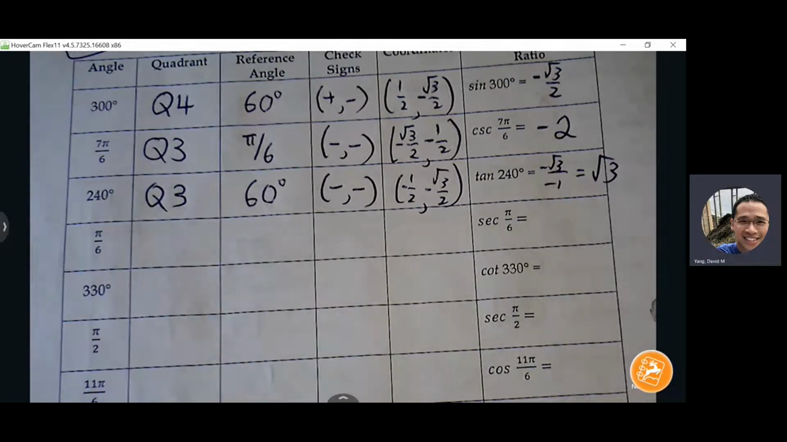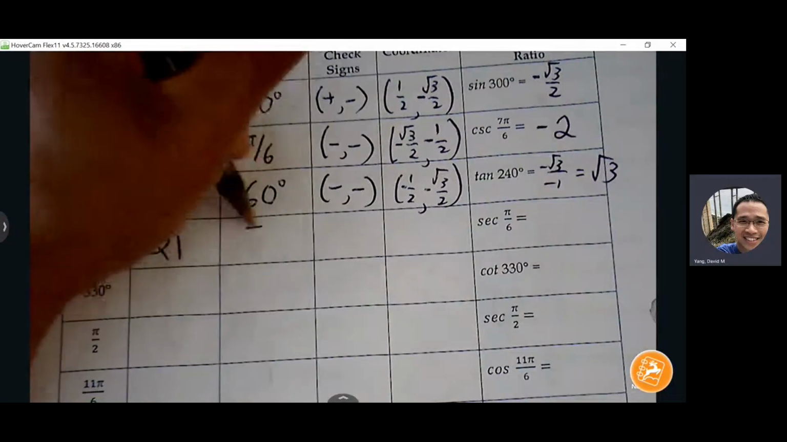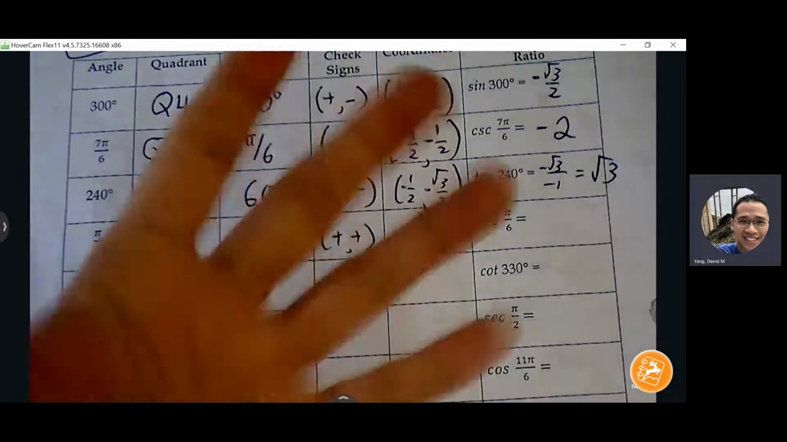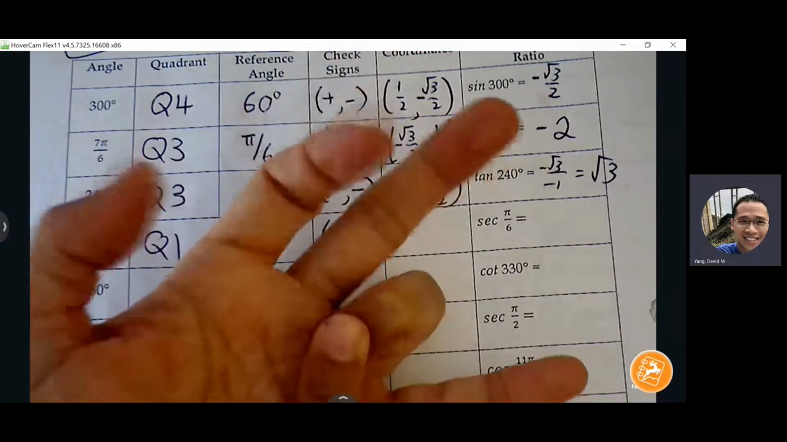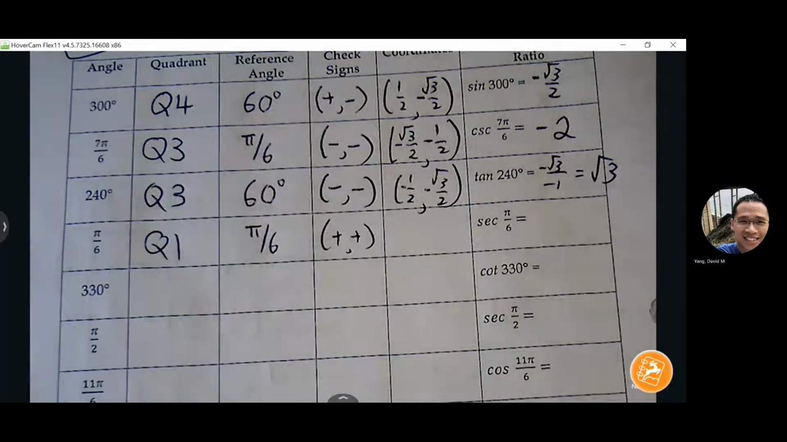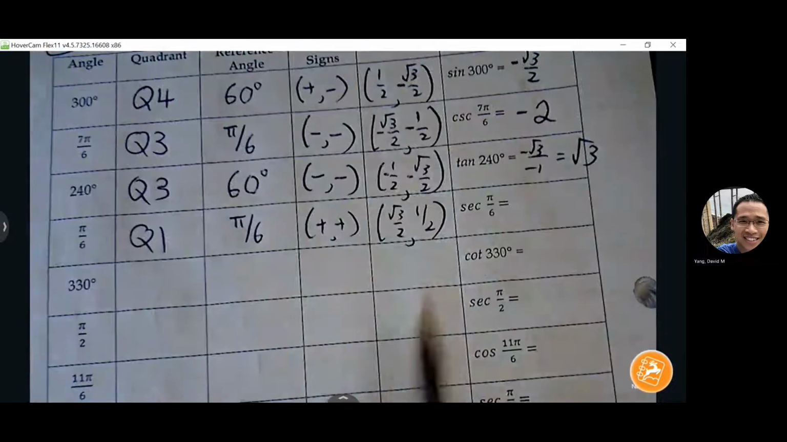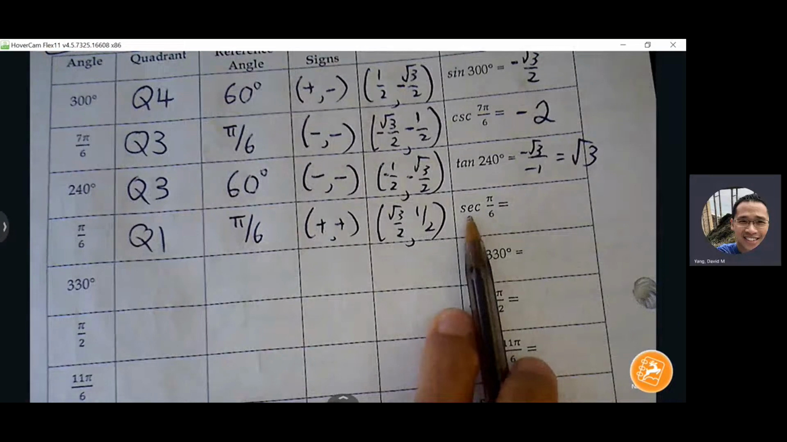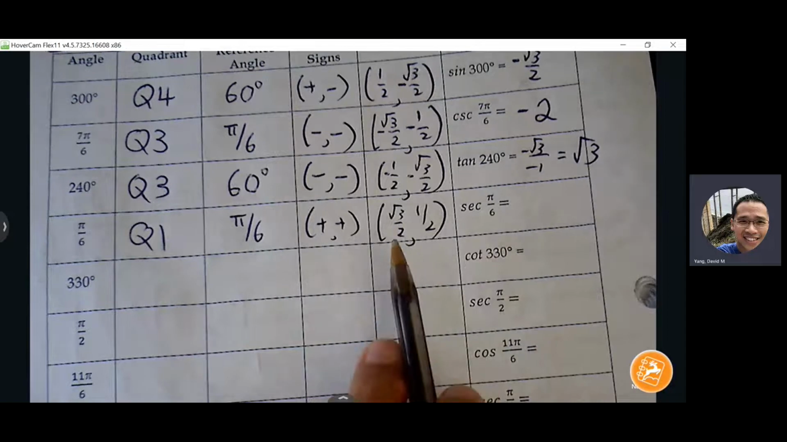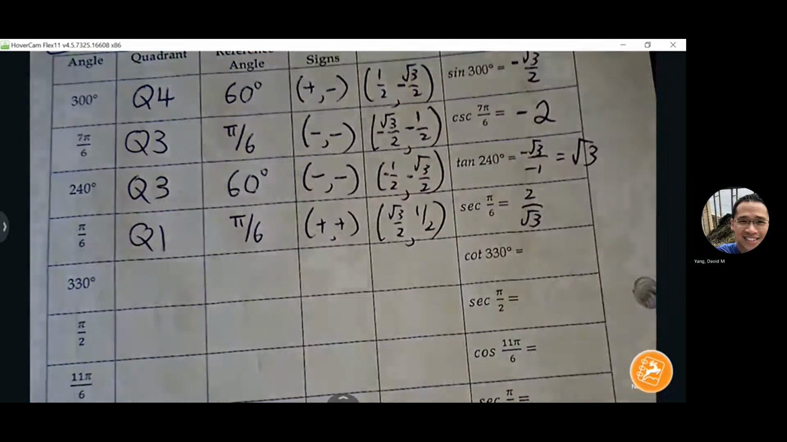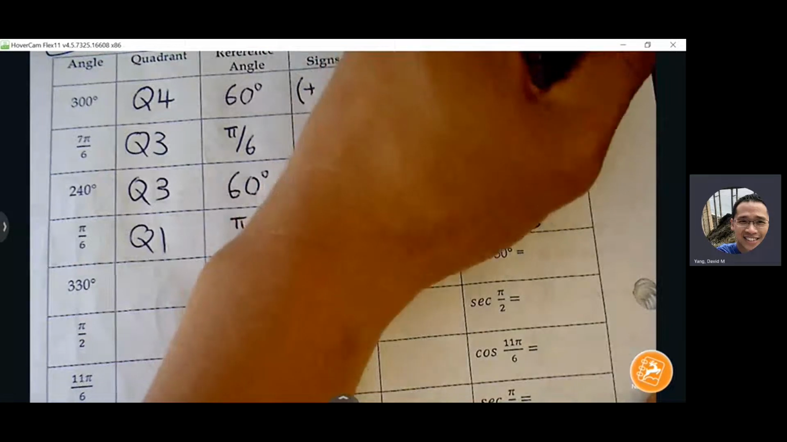Pi over 6. Okay, this is easy, right? Quadrant 1. We don't have to worry about any of this. Positive, positive. Pi over 6, that's 30 degrees. Hold down the ring finger, so root 3 over 2, 1/2. All right, secant is related to the cosine, which is the x value. But what do we need to do with the x value? Flip it. Rationalize.